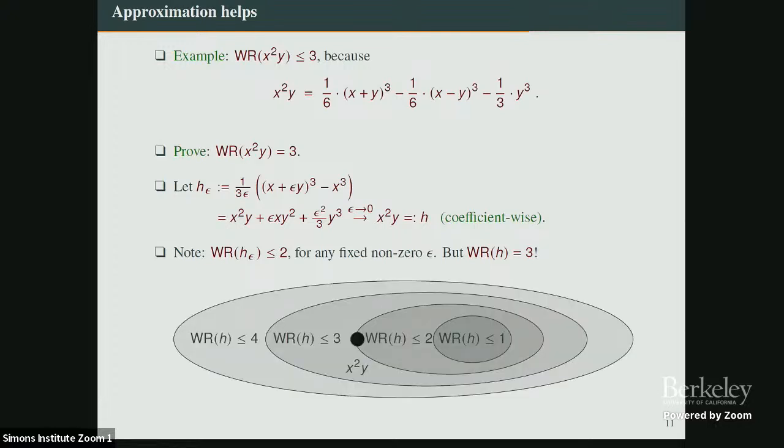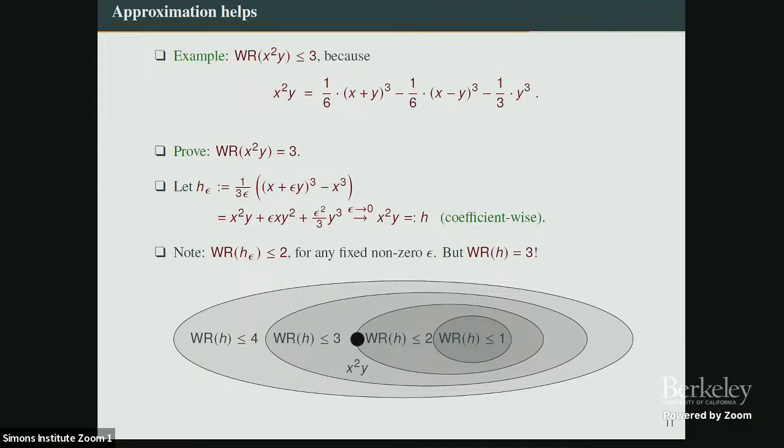So in terms of the whole picture, this is sort of the picture. Let's think about this set as Waring rank less than or equal to 1, this set as Waring rank less than or equal to 2, this set less than or equal to 3, 4. So what does this polynomial x square y do?